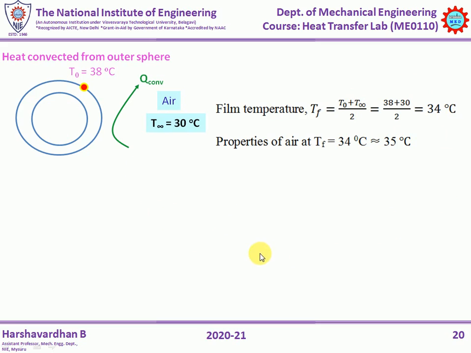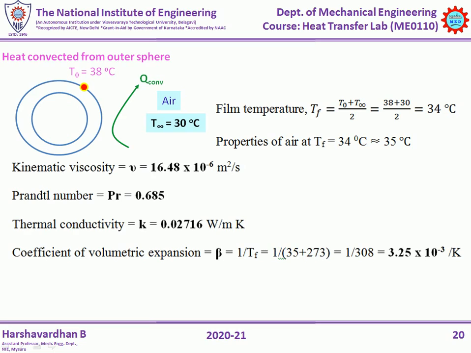As we know, the properties of fluids change with temperature and pressure. Therefore, we are going to note down the properties of this still air at 34 degrees centigrade. For ease of simplification, we take 34 degrees centigrade as approximately 35 degrees centigrade, so that we can take the properties easily from the thermal data handbook. These are the properties we are interested in for the calculation: the kinematic viscosity, Prandtl number, thermal conductivity, and the coefficient of volumetric expansion, from the thermal data handbook.